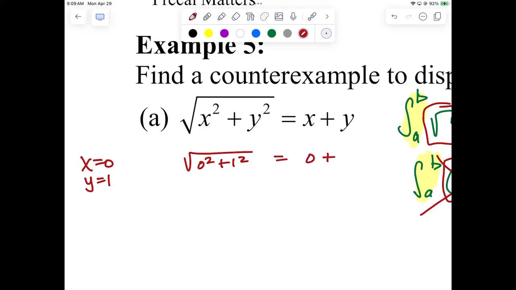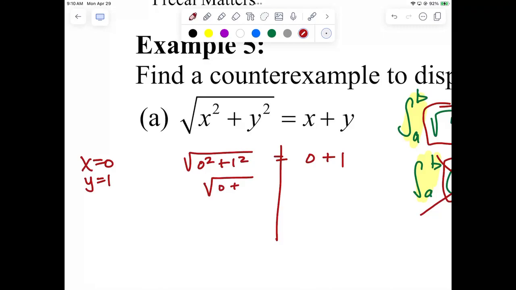Does that equal 0 plus 1? We'll try it out. What's 0 squared plus 1 squared? Well, that's 0 plus 1. That's the square root of 1, which is 1. And over here we get 1. Hey, does 1 equal 1? Yes, it must be true, huh?